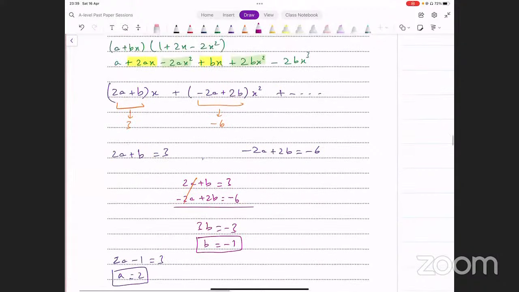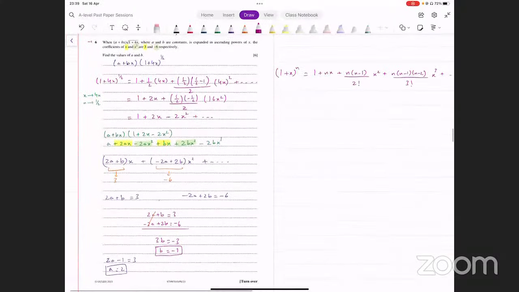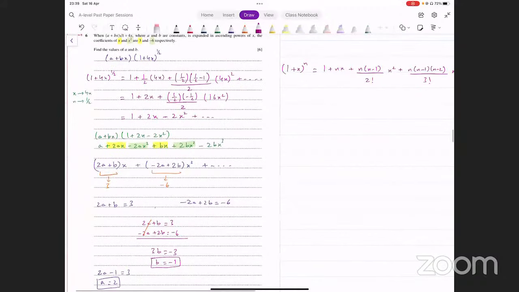ये मेरे पास a और b की values are. ठीक है? So this was this binomial question number 6 from this paper. ठीक है? So that's what you do in this case.